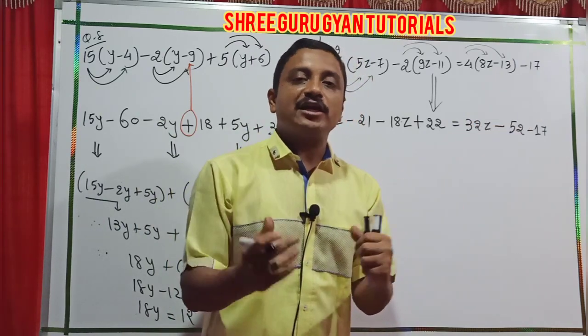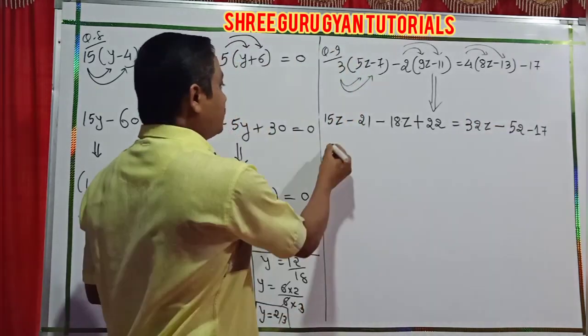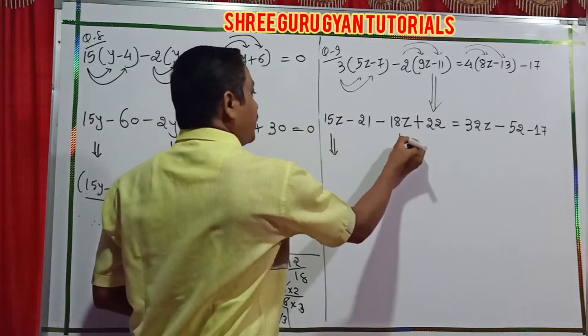Now students, you collect your like terms. These are the like terms: 15z, 18z.